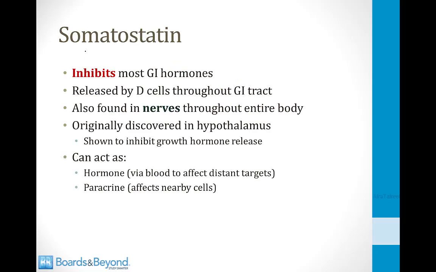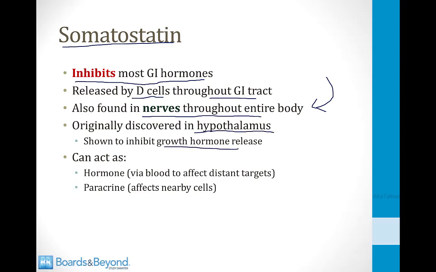Our next GI hormone is somatostatin, and I think of somatostatin as a wet blanket to the GI tract. It inhibits the release of most other GI hormones. It's synthesized and released by cells called D cells, which are found throughout the GI tract. Somatostatin is also found in nerves throughout the body, and if you remember this fact, it can help remind you that somatostatin has many effects outside of the GI tract. In fact, it was originally discovered in the hypothalamus, and it was shown to inhibit growth hormone release.